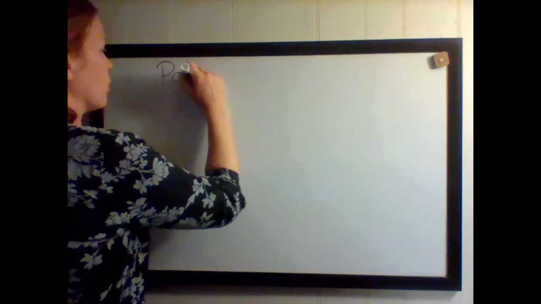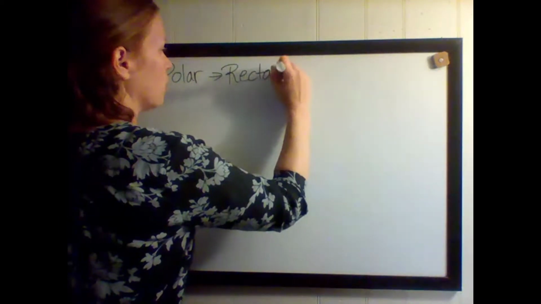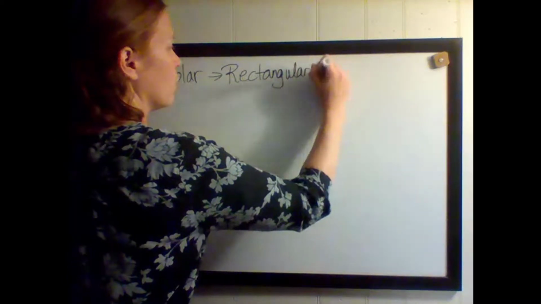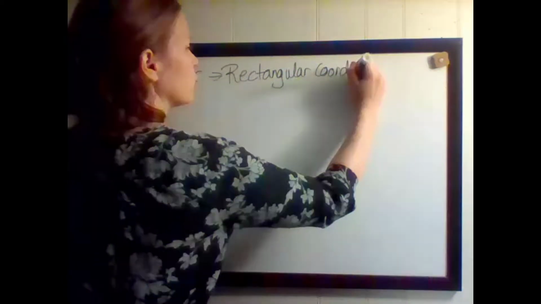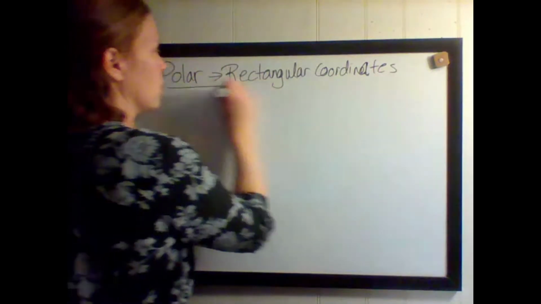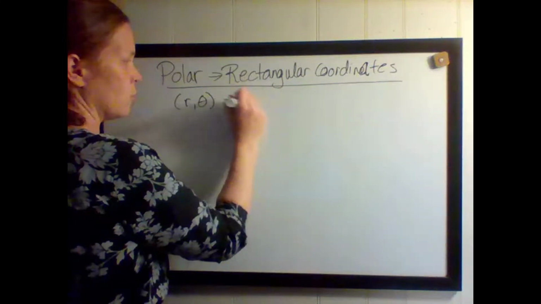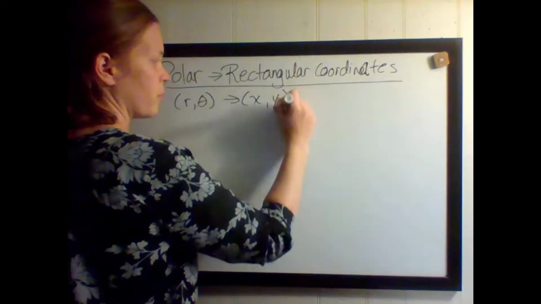So we're going to talk about converting between polar and rectangular coordinates. First, we'll go in the direction of polar to rectangular. Polar to rectangular coordinates. So we're going from r, theta to an xy point.